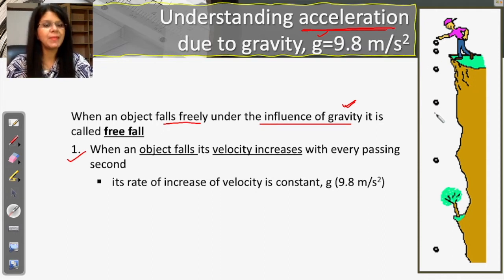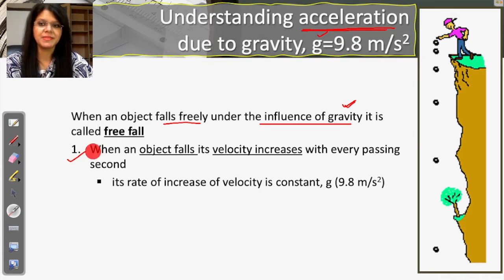So with every passing time, if you see, the spacing between the balls is increasing. Why? More distance is covered in the same 1 second. More distance as compared to the previous distance. More distance in the same 1 second. Next second, if you see, more distance covered. More velocity. The ball is gaining velocity. Higher distance in the same time means higher velocity. So how is this velocity increasing?